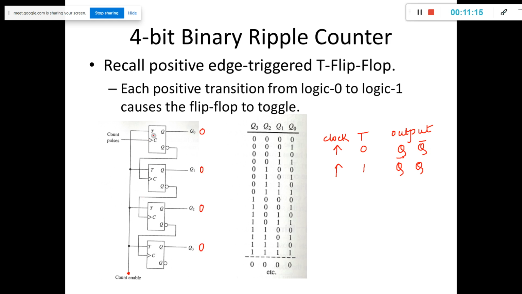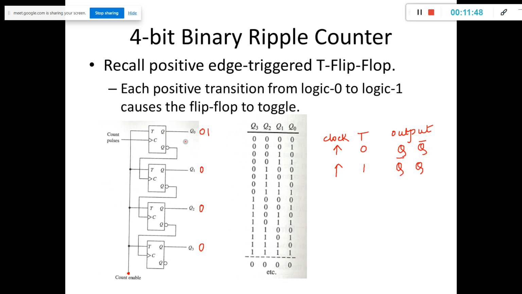So if T becomes now, okay, T was 0 previously, assuming the initial state it is 0, 0, 0, isn't it? Now apply the count pulses, apply the clock, okay. Now T becomes 1 when I apply the count pulse. So 1 means it will toggle, I have explained here, 1 means it will toggle, okay. Previously it was 0, now it will become 1, isn't it? Now it will become 1.